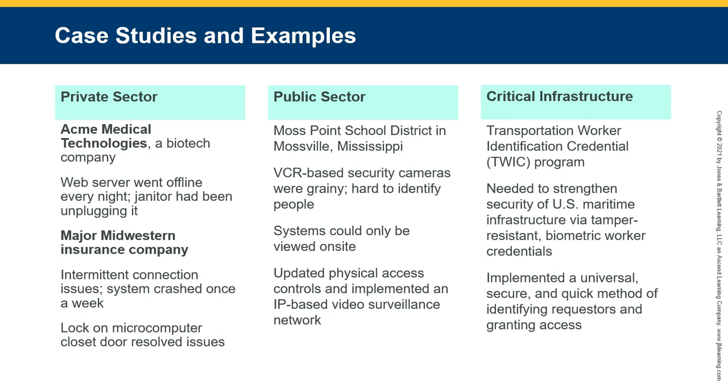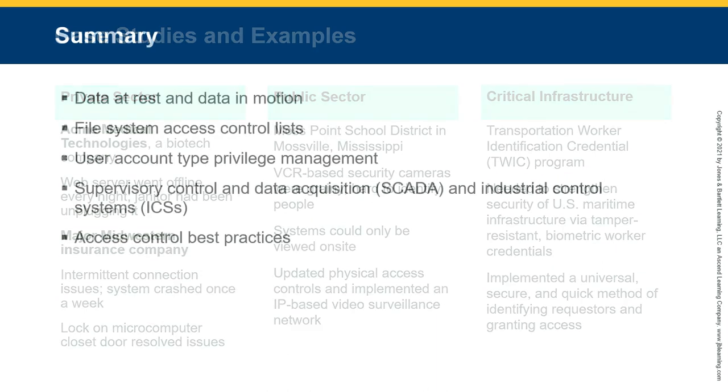Critical infrastructure: the Transportation Worker Identification Credential program. It was needed to strengthen the security of the U.S. maritime infrastructure via tamper-resistant biometric work credentials. It implemented a universal security standard and a quick method to identify requesters and grant access.